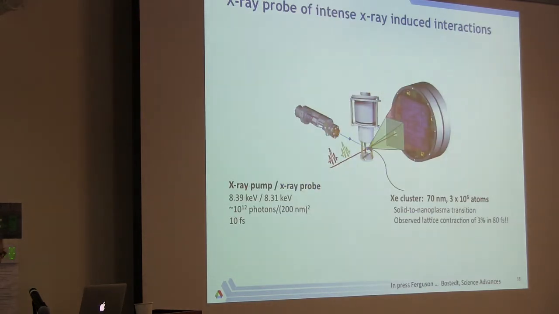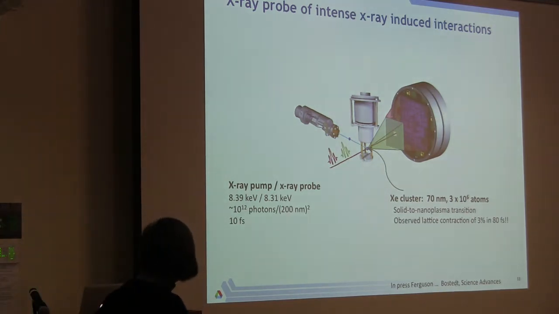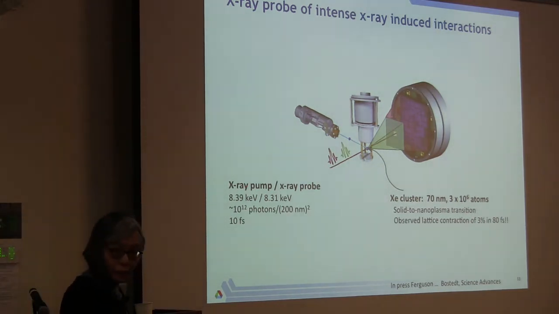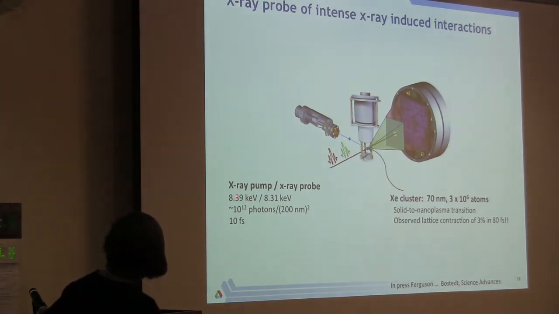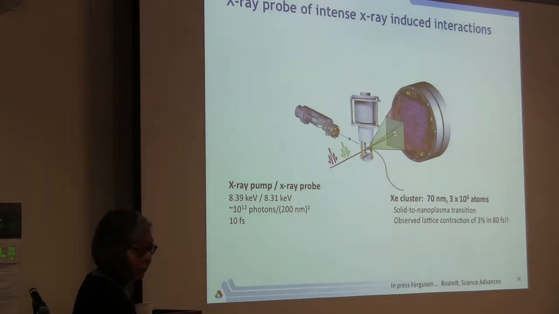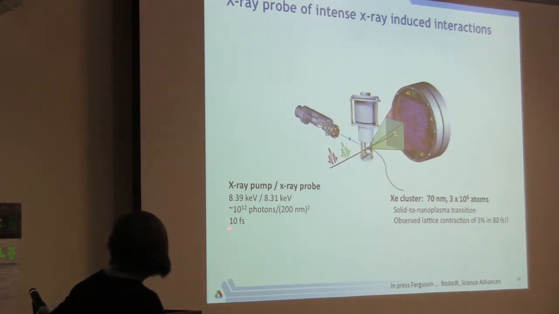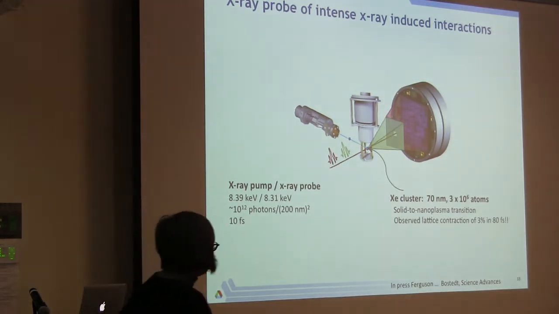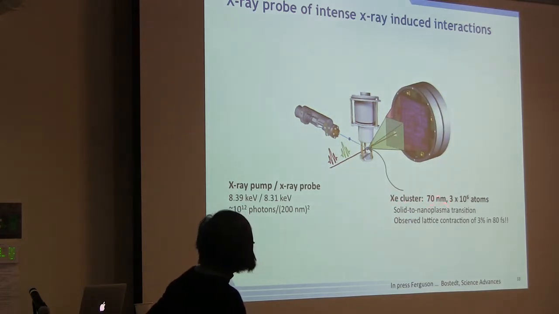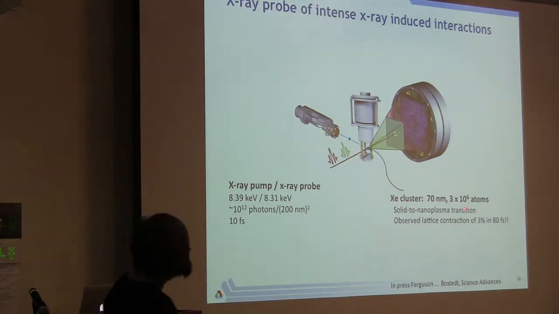Okay, so this experiment was very cool. And so what they did was they had these 2 colors that you can produce in these 2 ways. One of them was at 8.39 keV. One was at 8.31 keV. They had a millijoule of energy in them, focused down to a rather tight diameter. This was in the hard X-ray hall down here. And it was a pretty short pulse. And they impacted it onto the xenon cluster, which was about a 70 nanometer cluster. And it had about 3 million atoms in it. And they could watch what happened.